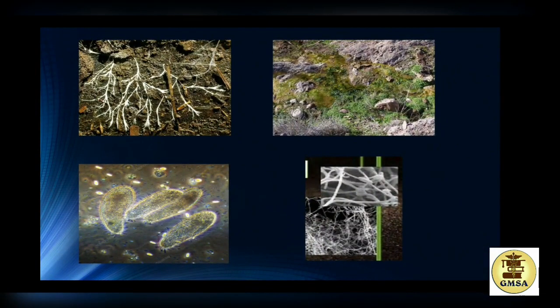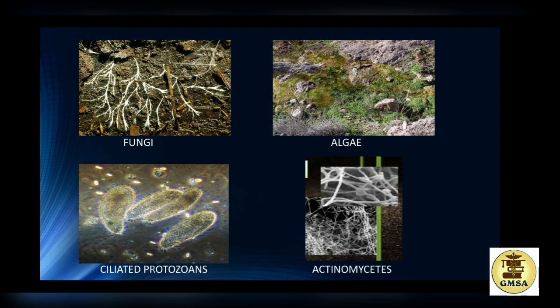Now here you can see some images of fungi on the top left. These are some soil fungi. You can find these fungi, algae, and these protozoans and actinomycetes mainly in soil samples. On the top left you have some such fungi, and on the top right you have some algae, and on the bottom left you have some ciliated protozoans. Now these have been obtained from a sample of soil. That's a microscopic image, and on the bottom right you can see some actinomycetes filaments, and this is how they appear when visualized.